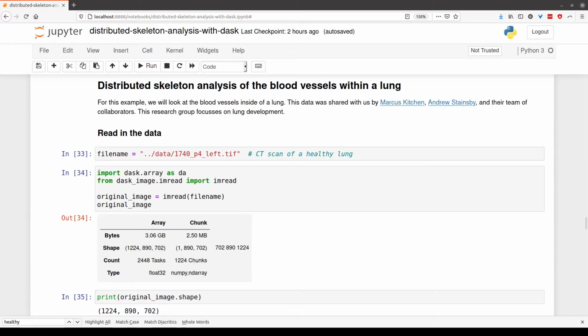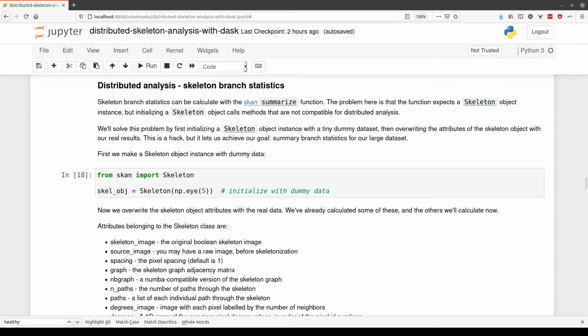So when I do this distributed skeleton analysis on the real data we have with our blood vessels, another problem that we ran into was computing the skeleton branch statistics. This is another area where Scan just isn't set up for distributed analysis. There is a function in Scan for computing these branch statistics, but it accepts this skeleton object. And that skeleton object class can't be computed, or you can't initialize it, for a really large distributed data set. Our workaround for this was a bit hacky.